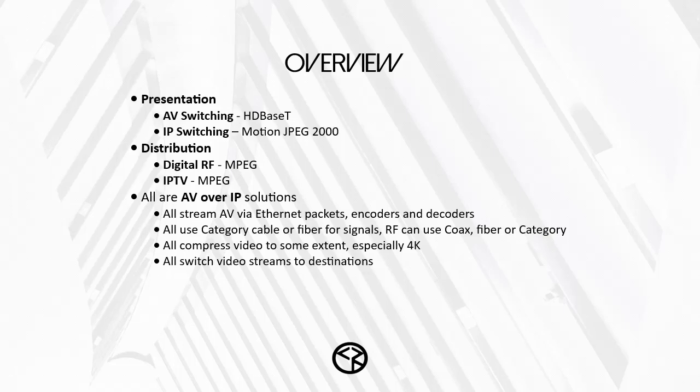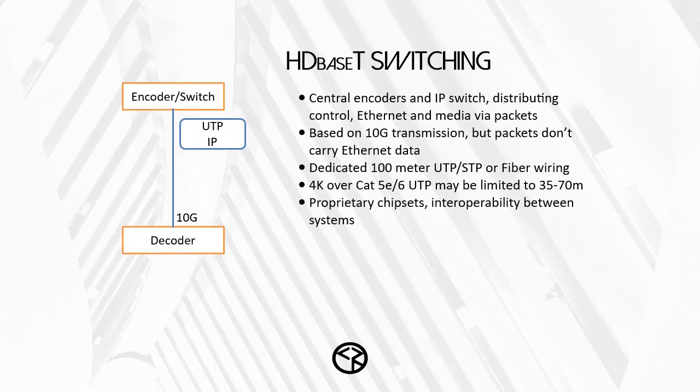All of those are actually AV over IP solutions. All of them stream AV through Ethernet packets and employ encoders and decoders. All use category cable or fiber for signals. RF can use fiber or category cable, but primarily uses coax to deliver the signals. All compress video to some extent, especially for 4K, and all switch video streams to the desired destinations.